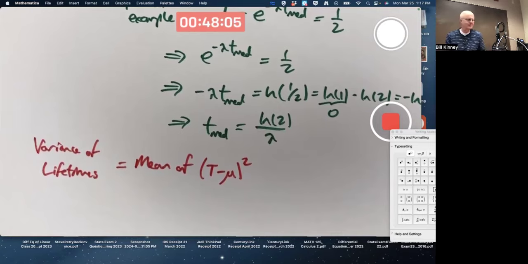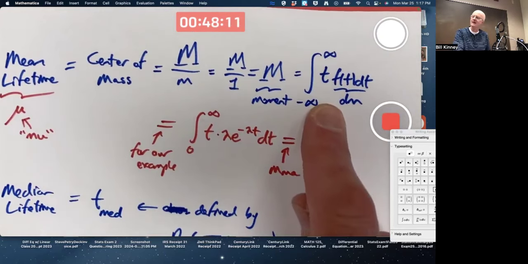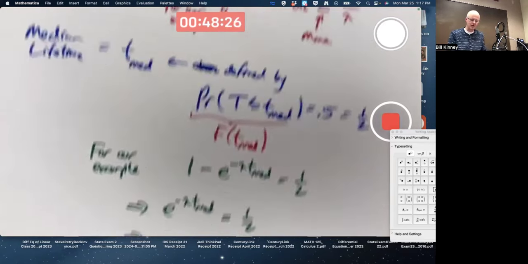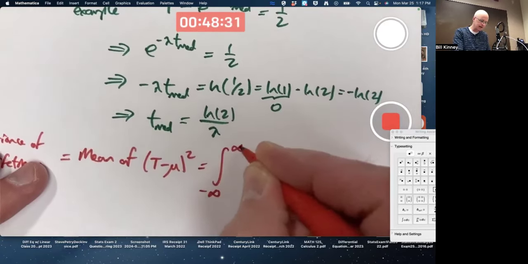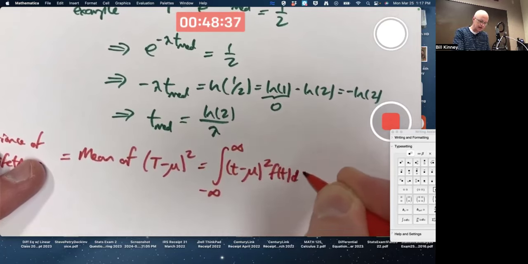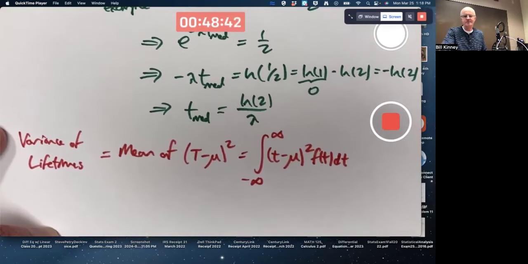How do you find it? It's analogous to what we did here to find the mean of t itself. The only difference is replace the t with t minus mu squared. I'm not completely justifying that, but that's what you do. So you integrate from minus infinity to infinity, t minus mu squared times f of t dt. Now, that's a formula that's the definition of this variance.